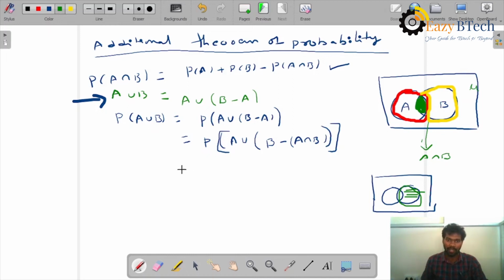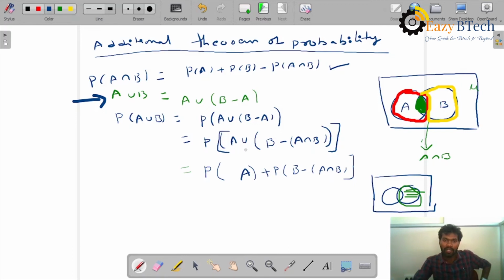Now it can be written as P of A union (B minus A intersection B), which is P of A plus P of B minus of A intersection B. So you are writing A union (B minus A) as two mutually exclusive events.